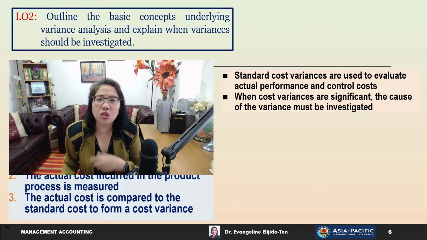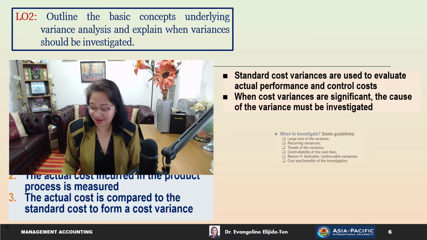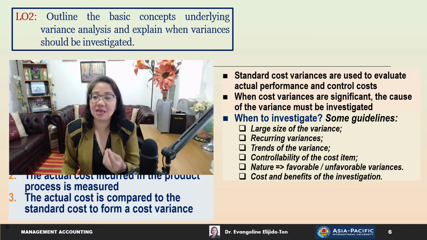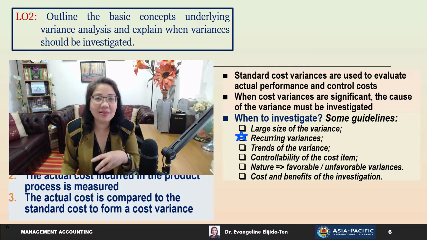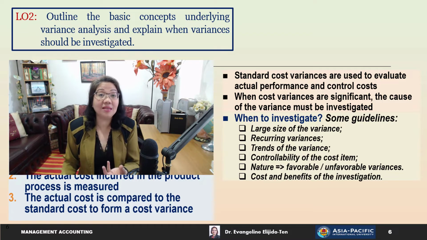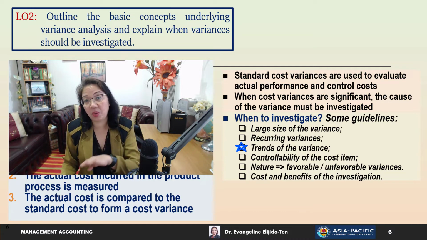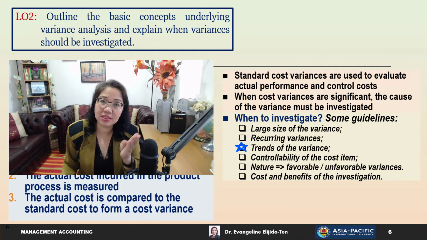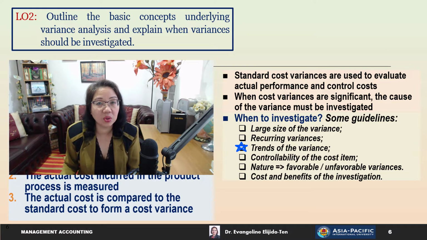So the question is, do we investigate every single cost variance? Well, most likely not. But we should investigate when, these are the guidelines, the size of the variance is large or significant. Also, when these variances seem to be occurring often. Next, we will also have a look at the trends of the variance. Is it going up or is it going down? Either way, if we can see that the trend has been like that for quite some time, we should also investigate.